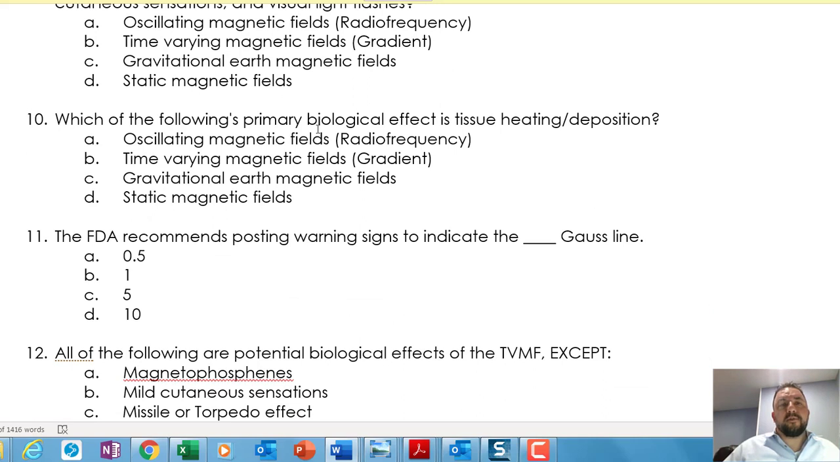Question 10, which of the following fields has a primary biological effect of tissue heating or deposition? And this would be our oscillating magnetic fields or radio frequency. Use a lot of RF, creates a lot of heat in the patient. The 180-degree pulses that we'll talk about soon are 4 times the power of the 90-degree excitation pulse that tips the magnetization away from B0. So using a ton of radio frequency creates a ton of heat in your patient.